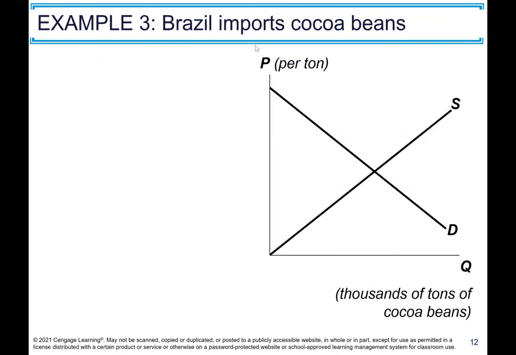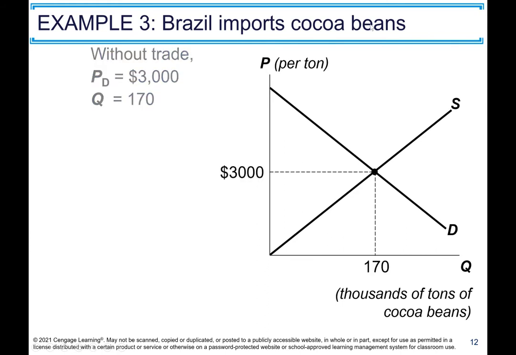Example 3, Brazil imports cocoa beans. Without trade, the domestic equilibrium price is $3,000 and domestic quantity traded is 170,000 tons. If the country opens up for trade, the world price will be $2,500.